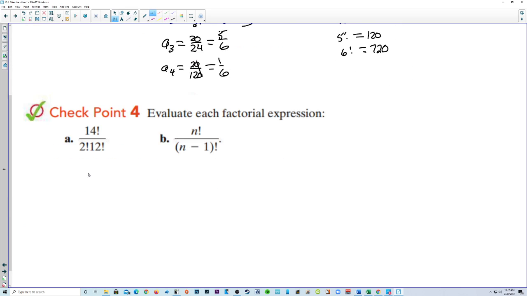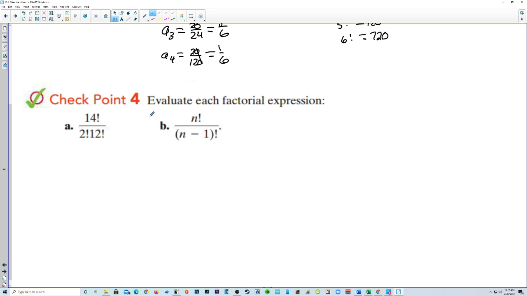Evaluate each factorial expression. Well, 14, I would really like to cancel out the 12 factorials here. And since 14 factorial is 1 times 2 times 3 times 4, keep on going. And then we can go times 12 times 13 times 14. We can write 14 factorial as 12 factorial, but then times 13 times 14. And that's still 14 factorial.